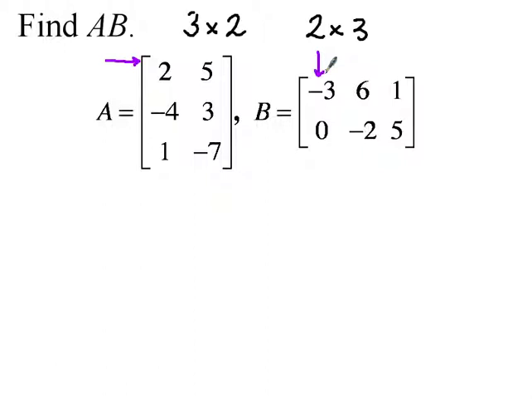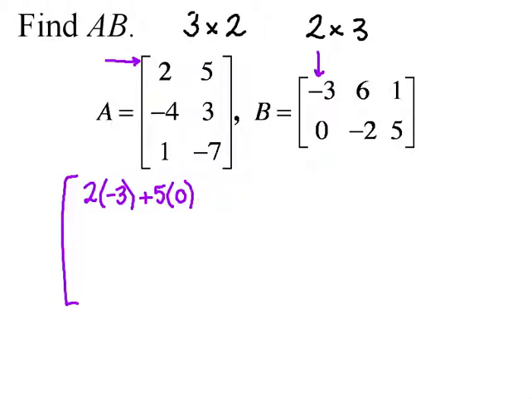Now I'm going to write every possible step. So in this case, I'm going to take 2 times negative 3, and I'm going to add to that 5 times 0. Okay, now real quick, let's go through that again. First times first plus second times second. So once you use a number to multiply, you move on to the next number. Okay? So once I use this 2, I don't stick with the 2, I move on to the 5. First times first plus second times second.